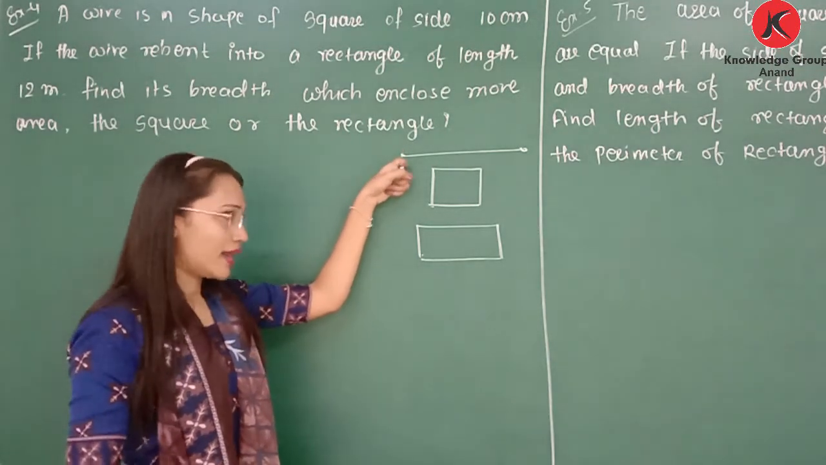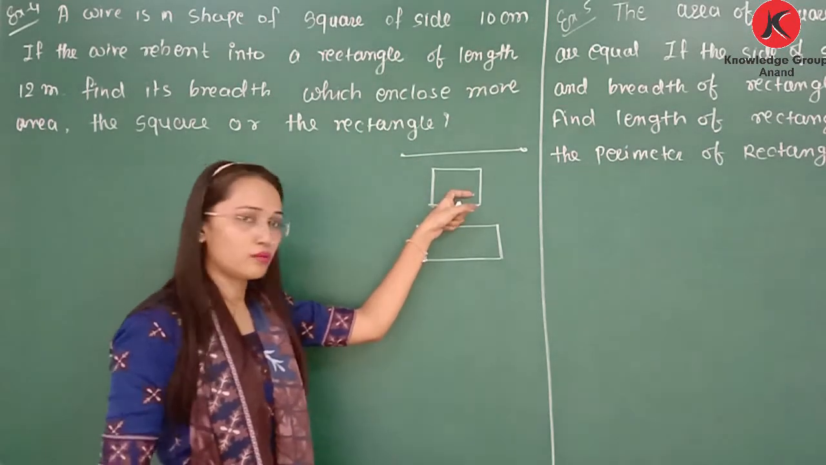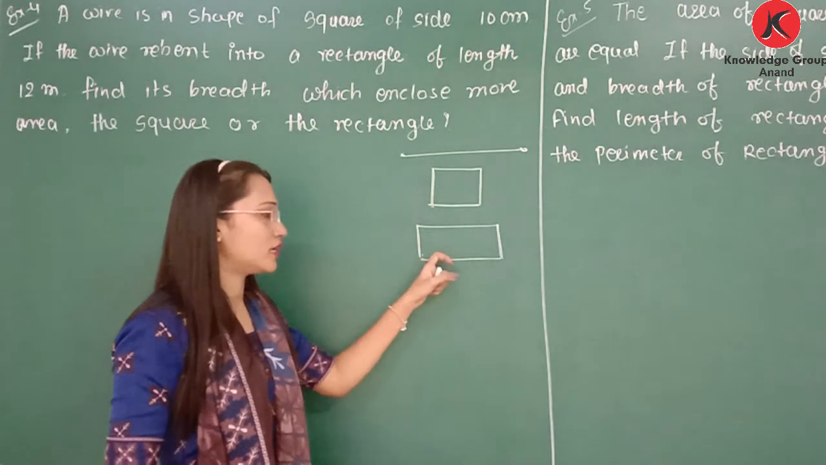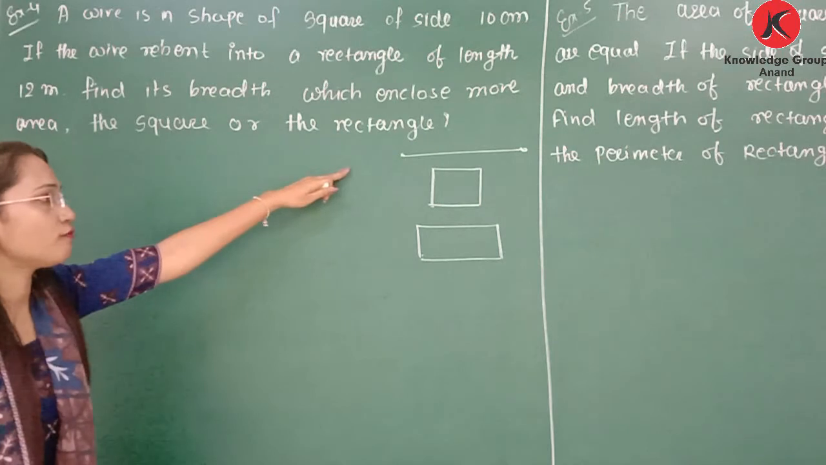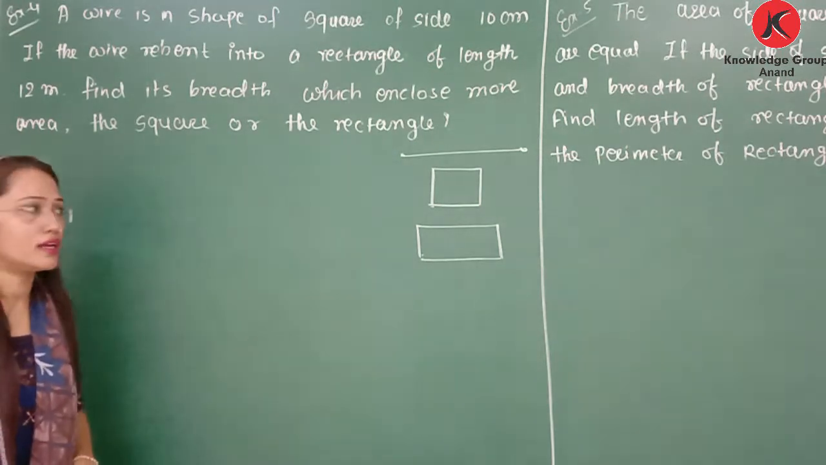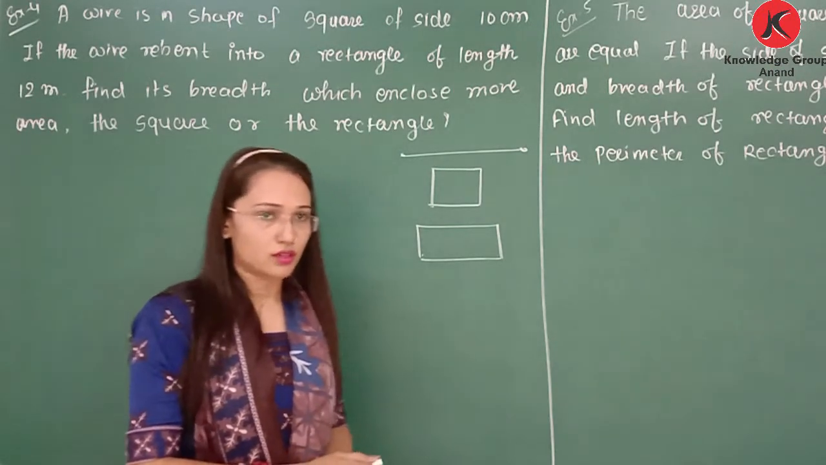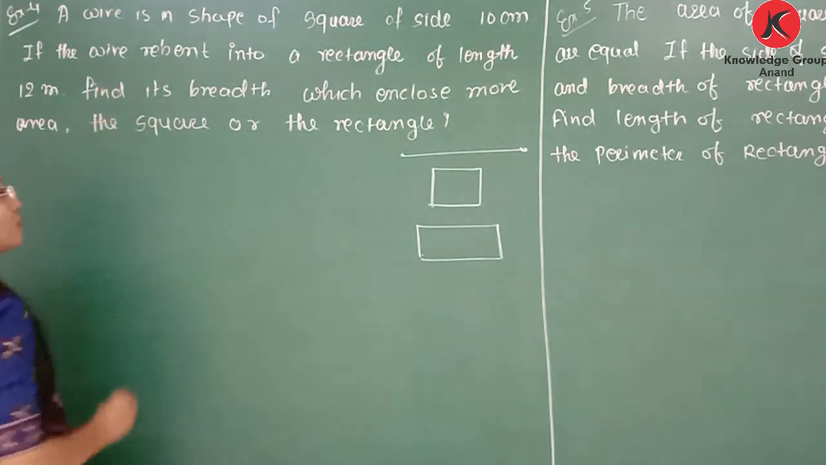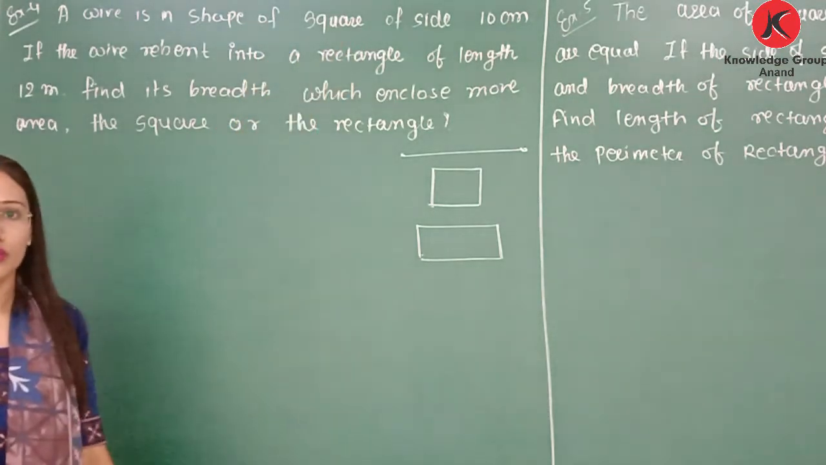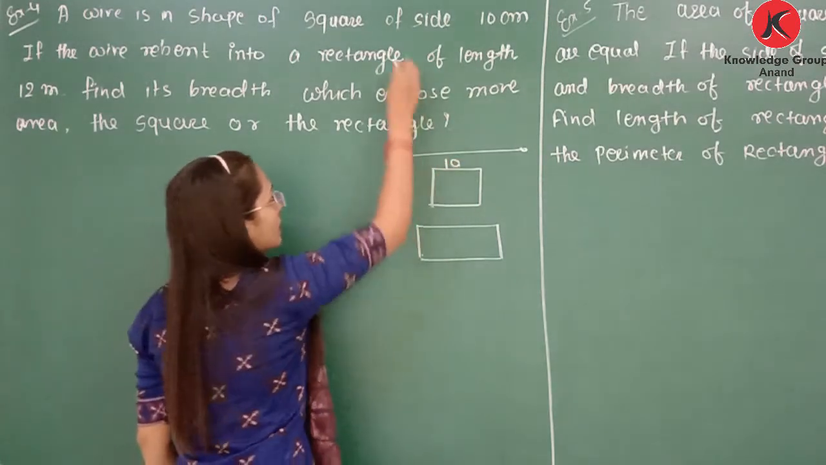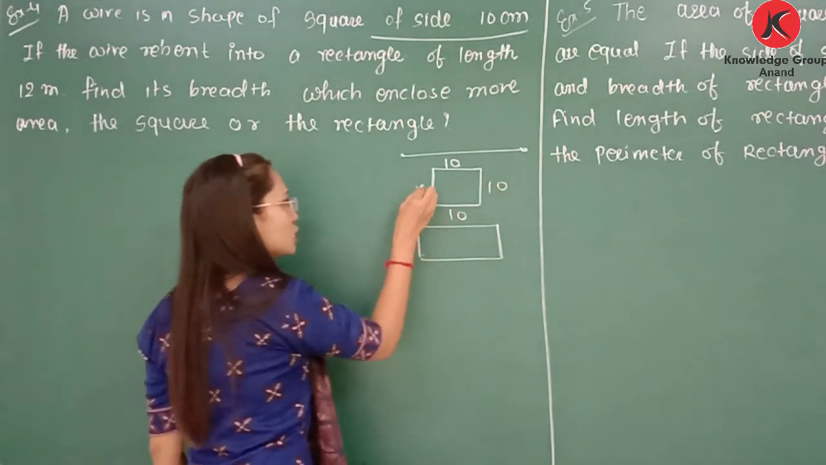Clear? If we take this wire and convert it into a square, then the perimeter is the same. If we convert it into a rectangle, again the perimeter is the same, because the length of the wire is the same as the perimeter of the rectangle and the square. So first of all, we will find the perimeter of the square to find the length of the wire. Here, the side of the square is 10 centimeter. So what will be the perimeter? It is the addition of all sides.